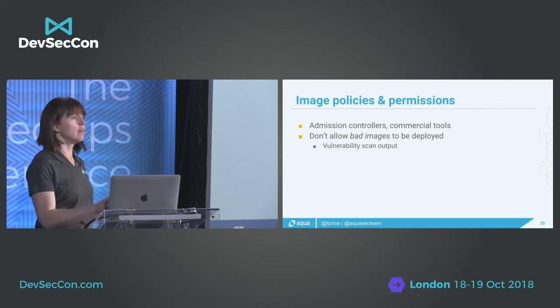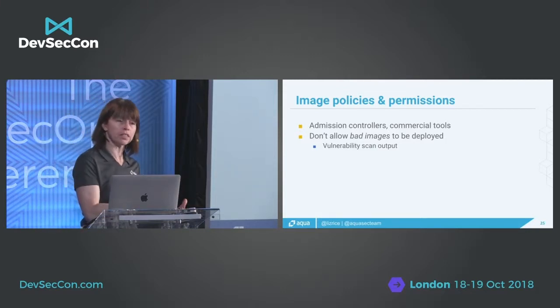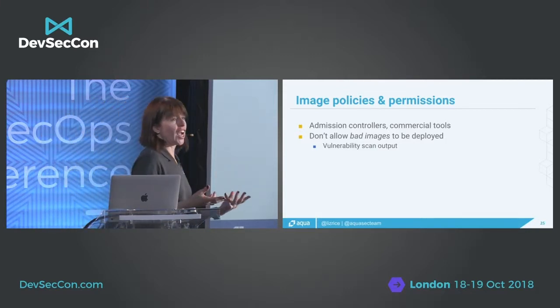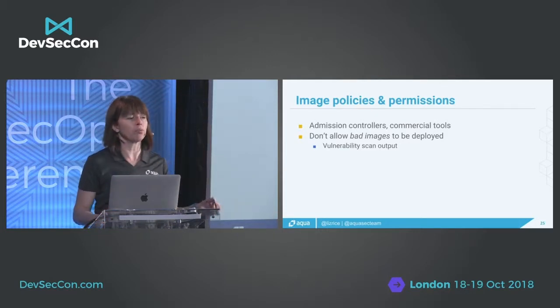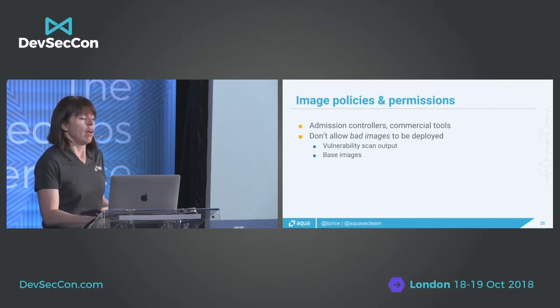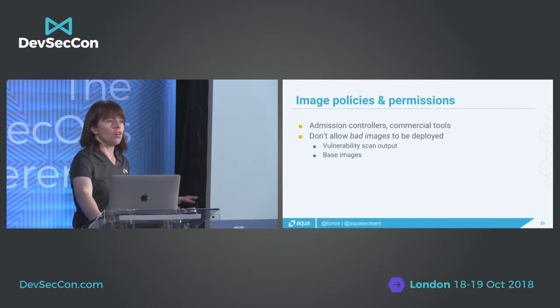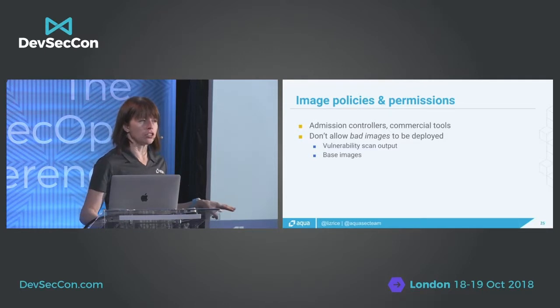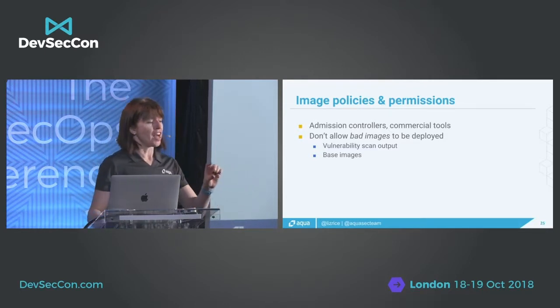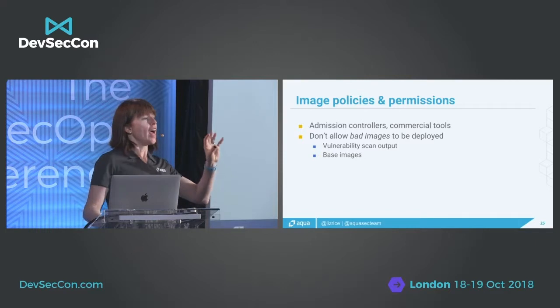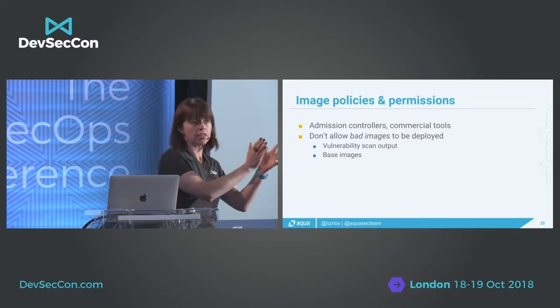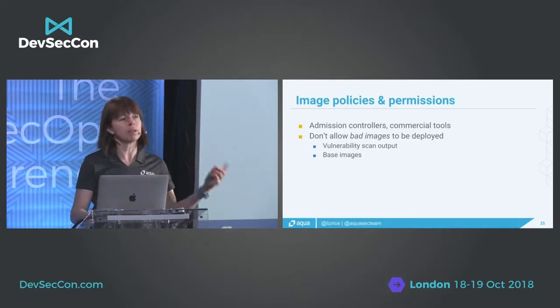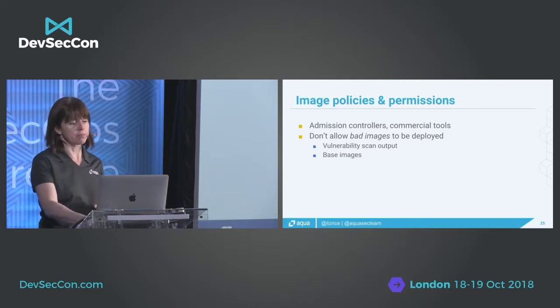So that could be looking at the output of the vulnerability scan. Did that image have high severity vulnerabilities in it? Or did it have particular vulnerabilities that we blacklisted? Did the image get built on an approved base image? A lot of organizations will have a policy to say, everyone who's writing in Python in our organization should use this base image. And you might want to police that that's actually really the case. You can do that with image policies.